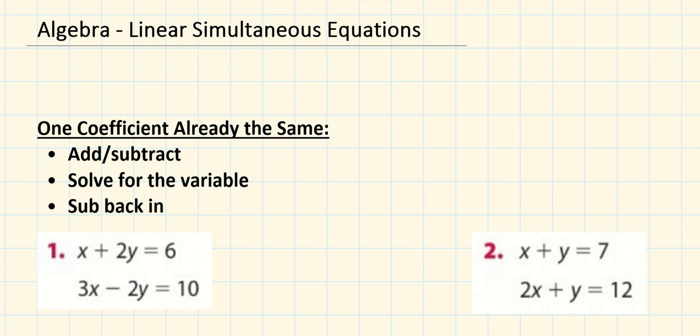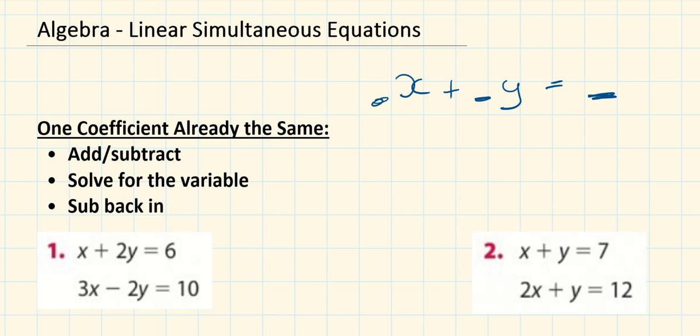Okay, so for this video, I just want to go through linear simultaneous equations in algebra. This is a really important topic that comes up all the time at both Junior Cert and Leaving Cert level. I'll start off with the simplest ones, where one coefficient is already the same. Generally in these algebra simultaneous equations, you'll have something x plus something y equals something.